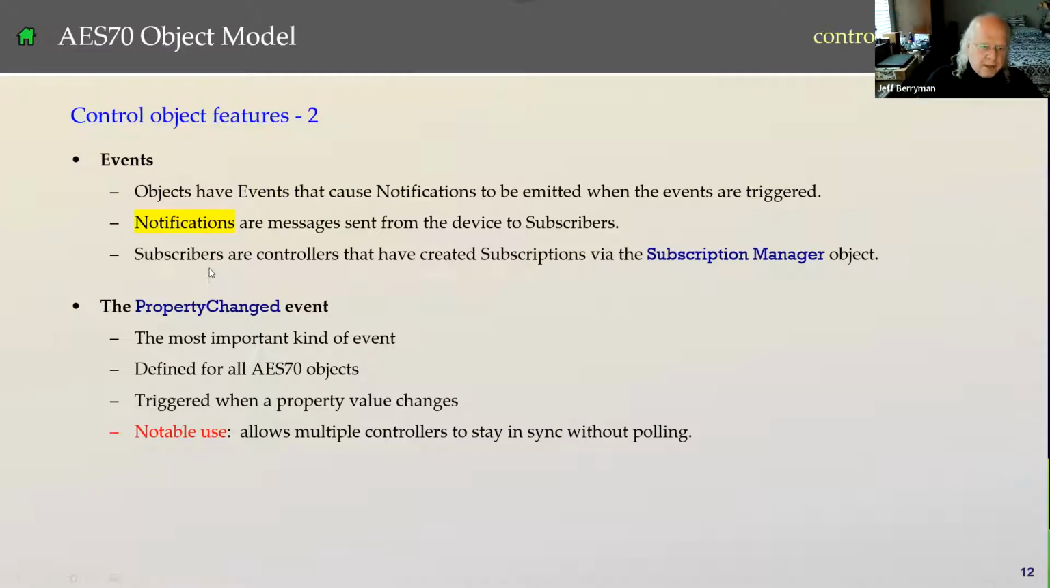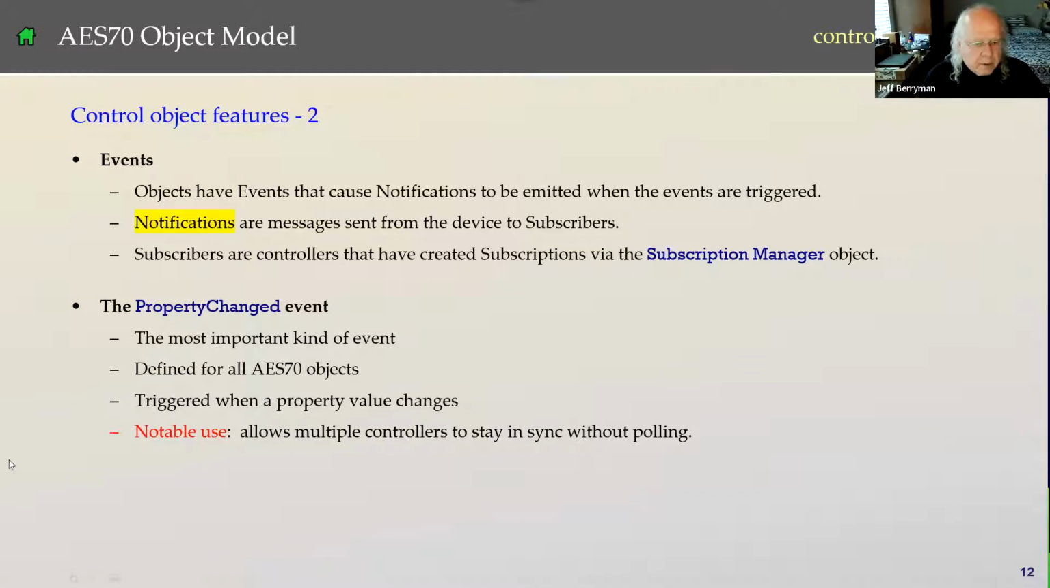There are different kinds of events, but as I've kind of hinted here, the property changed one is the most important one. There are other kinds of events that don't relate specifically to properties, like, trying to think of good examples. Well, trust me, there are other ones, but property change is the most important one. Defined for all AES70 objects, every object has the capability to inform a subscribing controller of when things have changed.